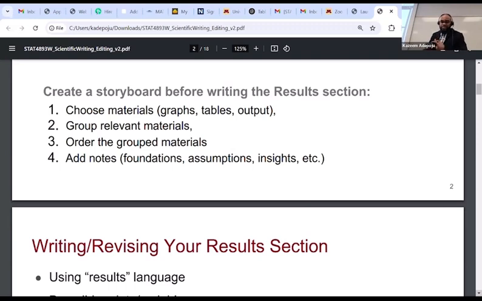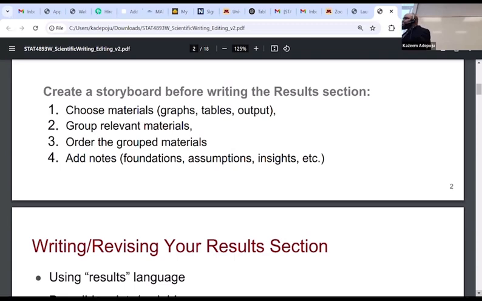Okay, you choose the material you want to tell a story about. Maybe you want to tell a story about tables, or about graphs, or about output. Maybe I conducted linear regression or logistic regression or random forest or whatever, and I have an output and I want to tell a story about that. Okay, and then choose relevant materials. When I say relevant materials, should I talk about tables?